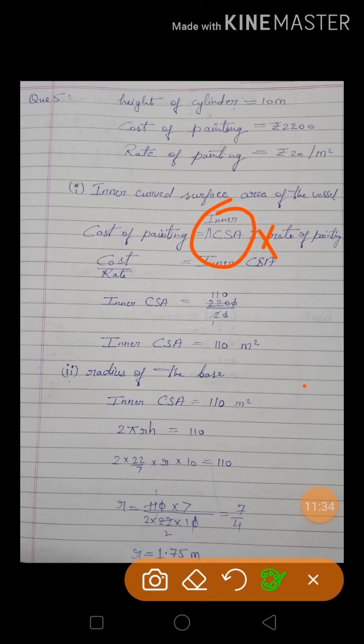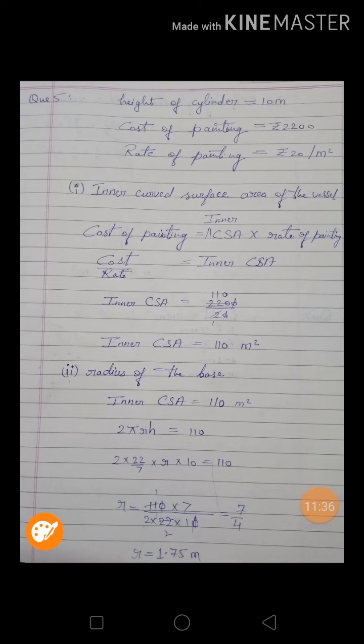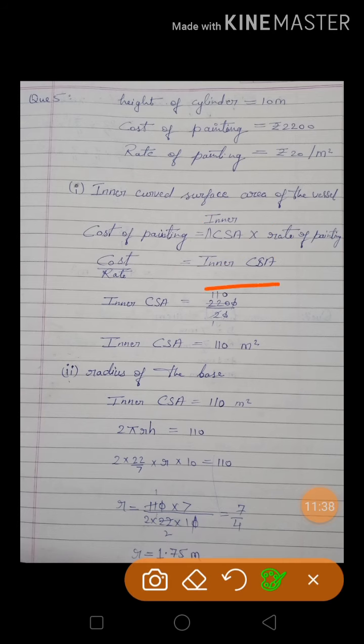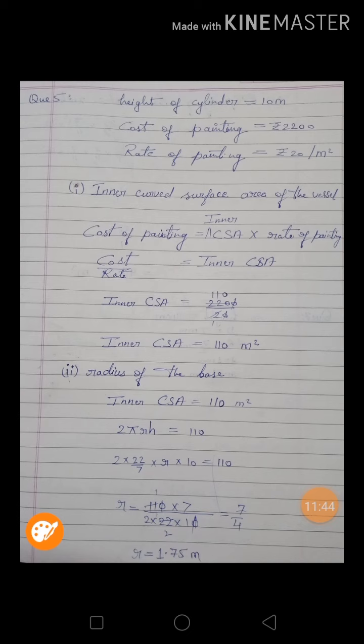So we need to find the inner curved surface area. It is not given. So inner curved surface area is equal to, the rate will come here downside, so it will be equal to cost upon rate. So inner curved surface area will be equal to cost 2200 upon 20. So inner curved surface area will be equal to 110 meter square.